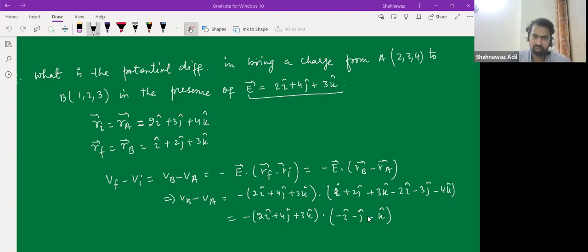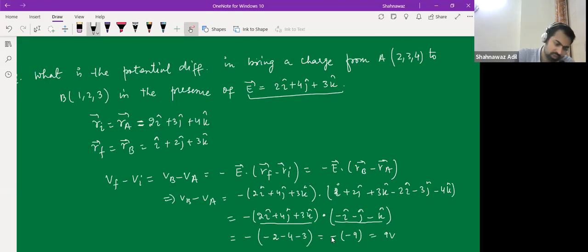So you see, this is a dot product, right, Aisha? So this vector dot this vector, only I dot I will survive, right? I dot I would give you 1. So this would be minus of 2 into minus 1, so minus 2. 4 into minus 1, so minus 4. 3 into minus 1, so minus 3. Right, so this would be minus of, this is minus 9. So 9 volts. Right, guys? So you will not get a vector.